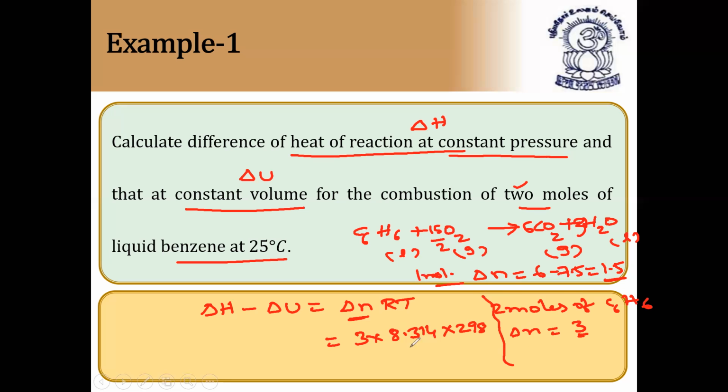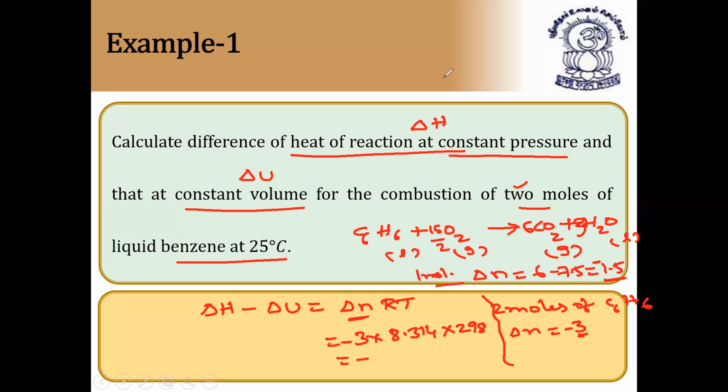3 into 8.214 into 298. So if you multiply this, you will get the answer. So 3 into 8.314, and you will get the value in negative because this is minus 1.5. So minus 3. So minus, you will get the value. I hope you can do multiplication.